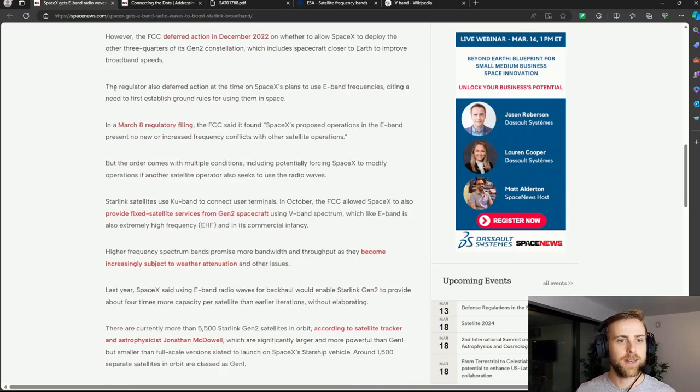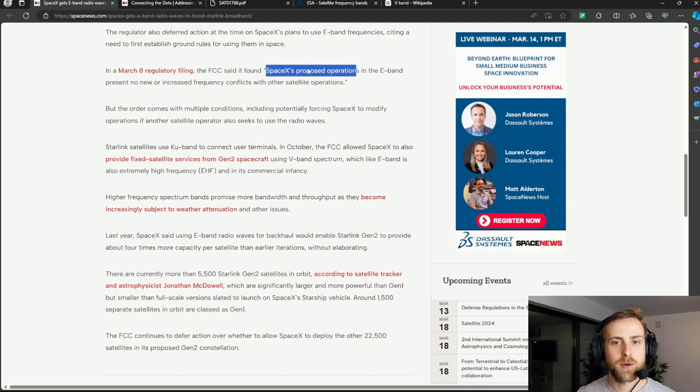So the regulator also deferred action at the time on SpaceX's plan to use E-band frequencies, citing a need to first establish ground rules for using them in space. Very new technology. SpaceX's proposed operations in E-band present no new or increased frequency conflicts with other satellite operations.